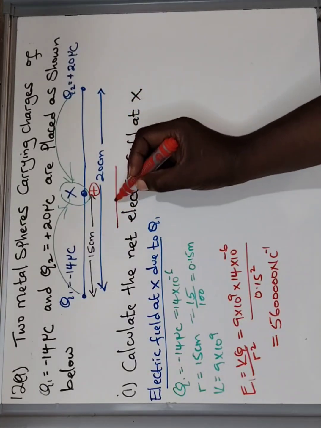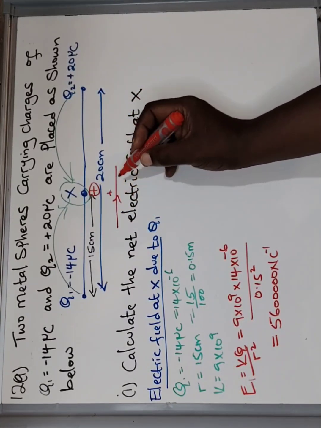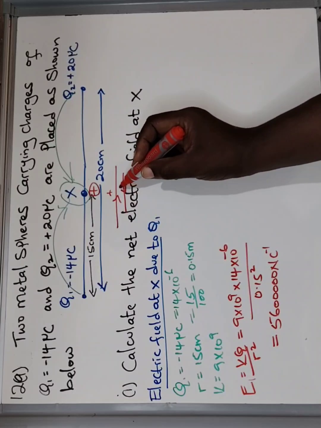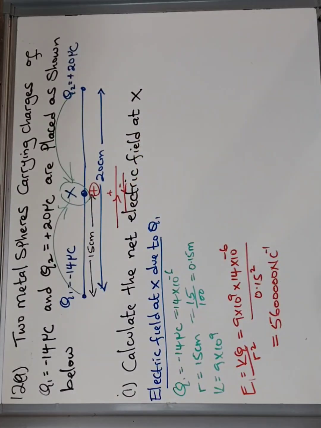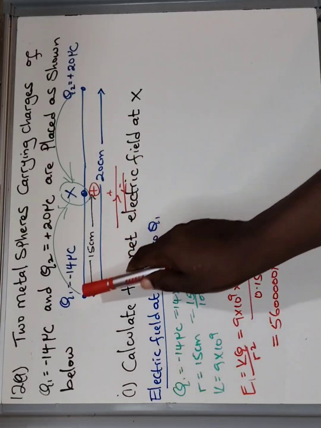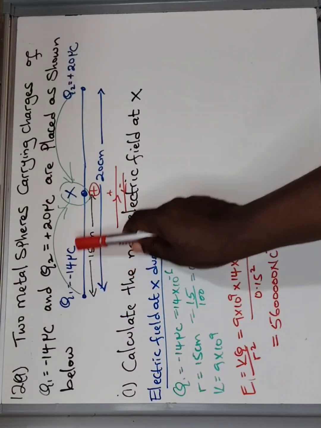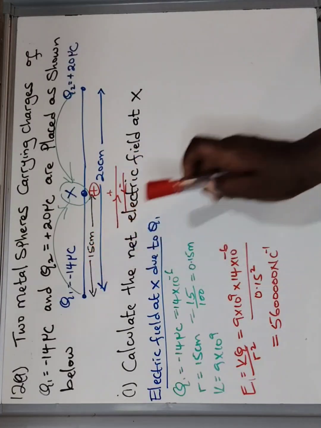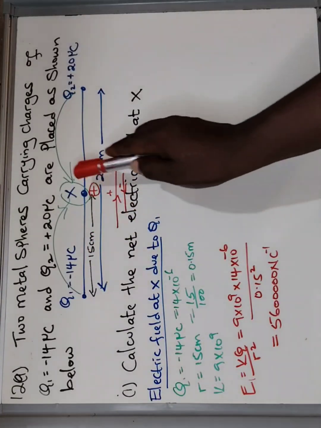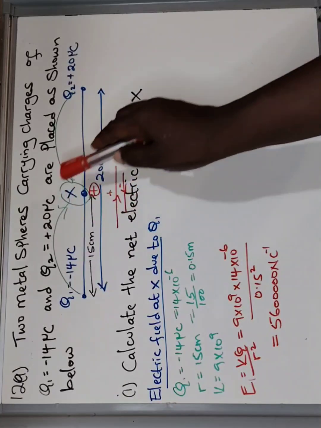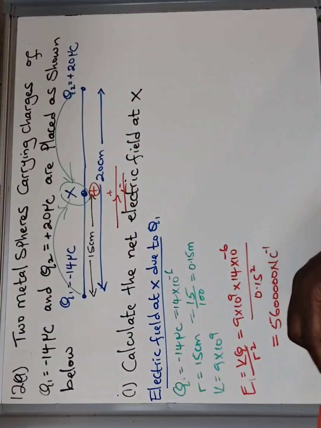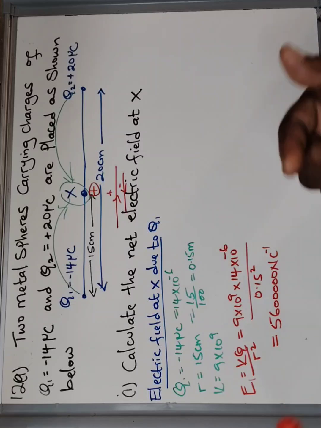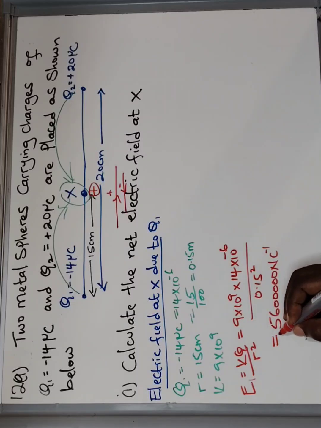On the assumption that right is positive and left is negative, where will this charge go due to Q1? Remember, this is negative and this one is positive. What happens between the two is attraction. And during attraction, it is the testing charge which moves. Where does it go? It moves to the left. So this electric field is negative.